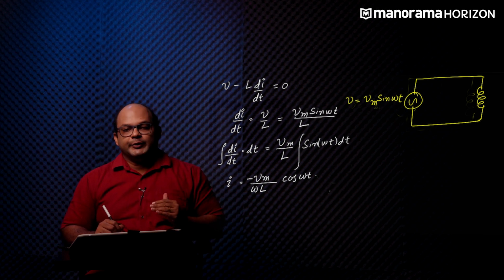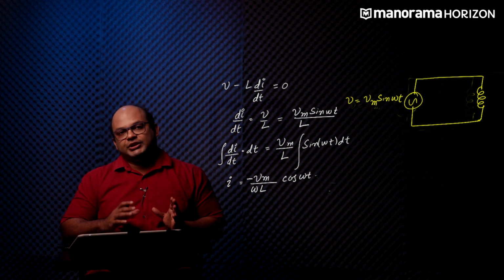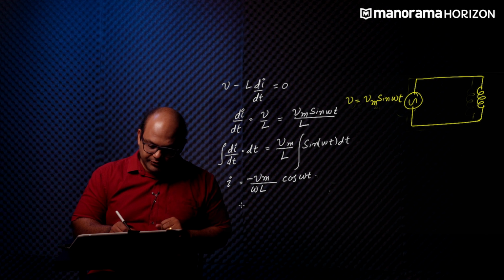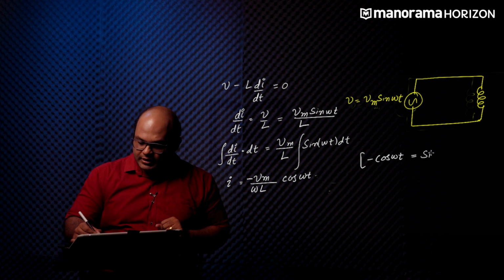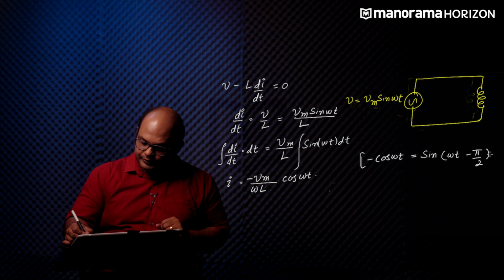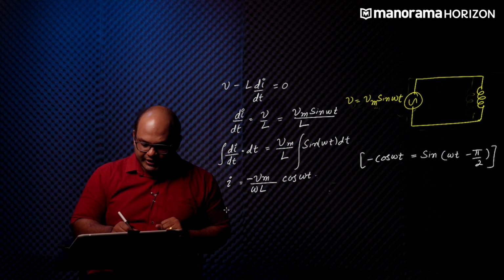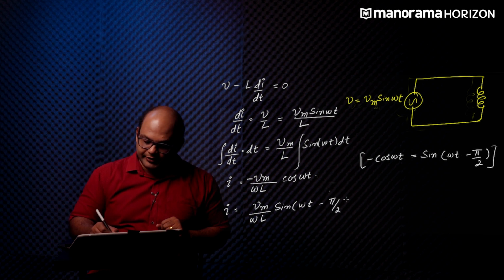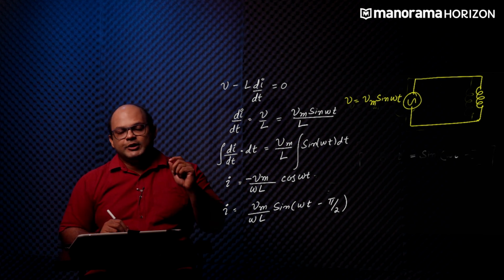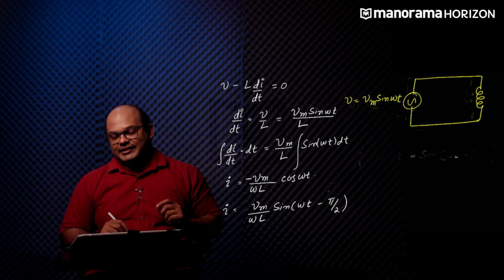We can rewrite this equation by converting the cosine equation into a sine equation. So this becomes, using the relationship, negative cos omega t is equal to sine of omega t minus pi by 2. We get to write this equation as I is equal to Vm by omega L sine omega t minus pi by 2. Now let's try to understand what this current equation is telling us.